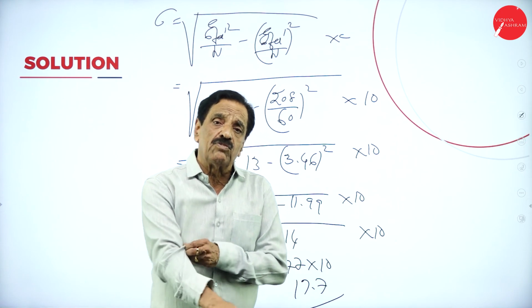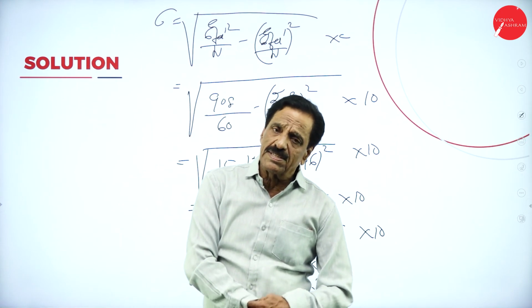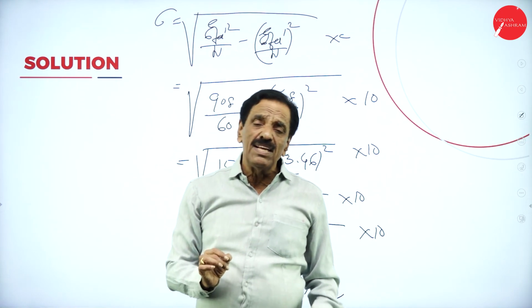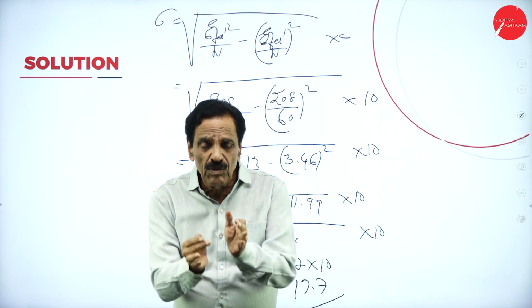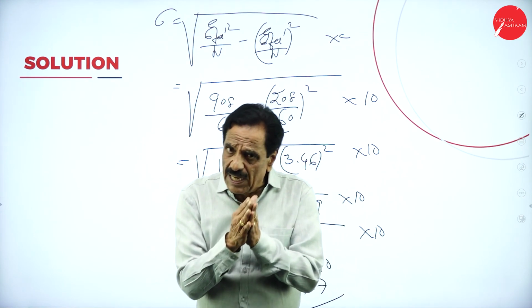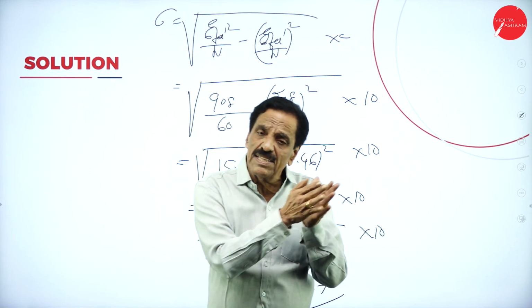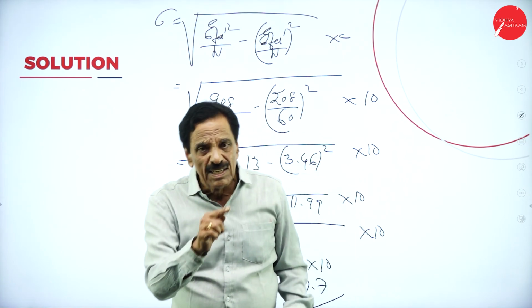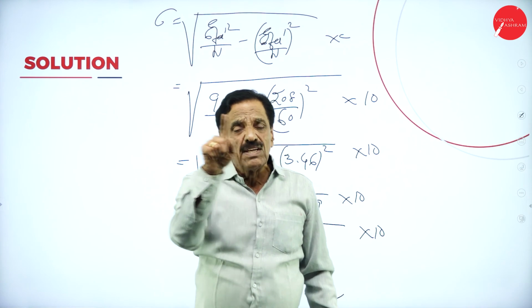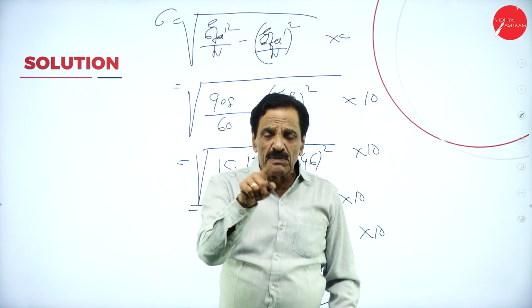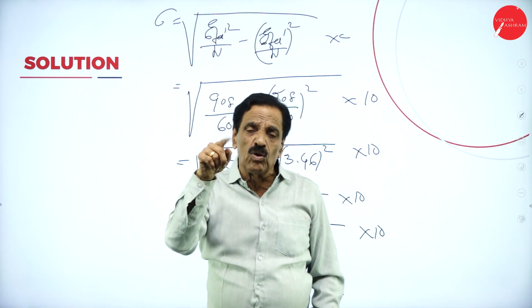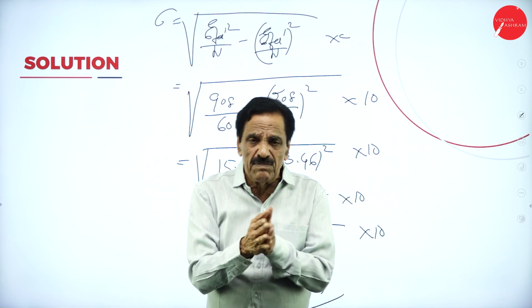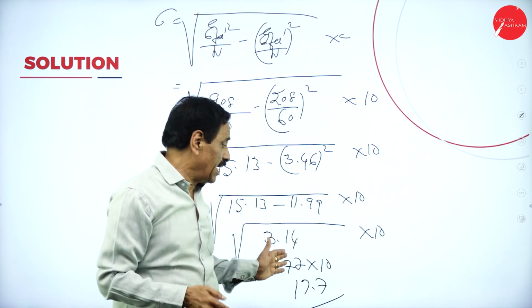What are the steps to follow? First, add the frequency, take the class interval, then find the mid value. F into d dash is f t dash, then f t dash into d dash is f t dash square. What's the formula? Standard deviation is equal to root of sigma f t dash square divided by n minus sigma f t dash divided by n whole square, into c. Simplify with the help of the calculator and we'll get the answer.